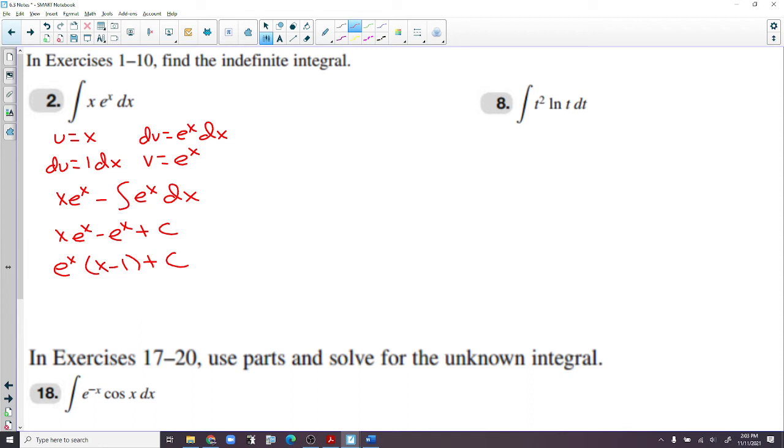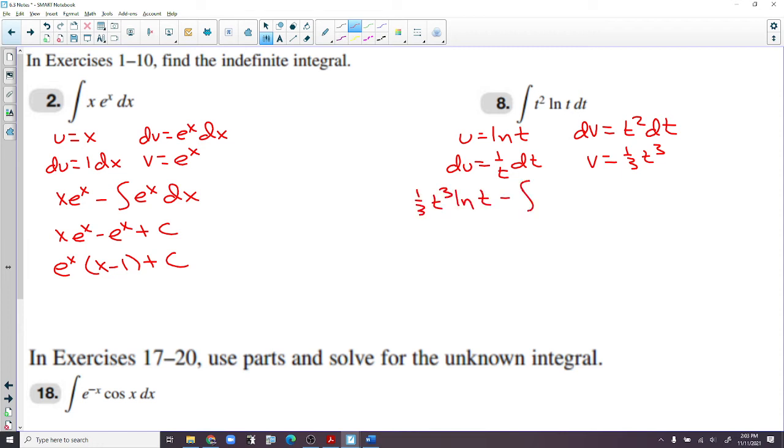In this case, we're going to let u equal natural log of t. dv is t squared dt. Because we know what the derivative of natural log is. It's 1 over t. It's much easier than making natural log the dv and finding the integral, even though you could probably get that to work. I've never actually tried it. v is 1/3 t to the third. So we have 1/3 t to the third, natural log of t, minus integral of 1/3 t squared dt.